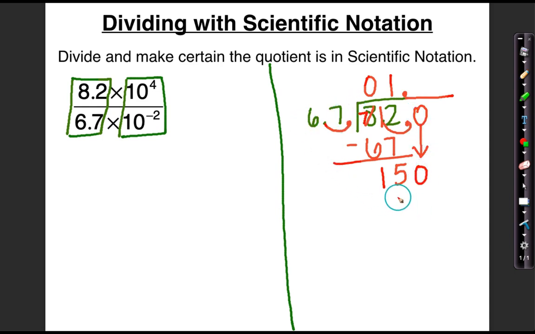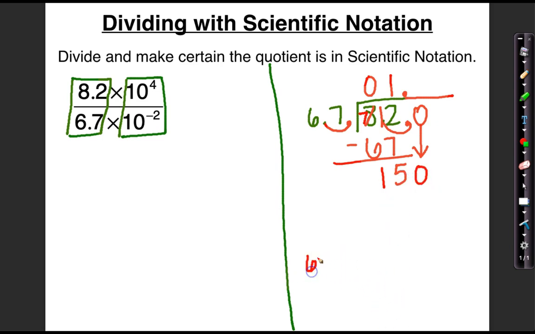Can 67 go into 150? Yes, but how many times? Well, I don't know about you, but I don't know multiples of 67 off the top of my head. So for that reason, I'm going to go ahead and round. And I'm going to say, hey, 67 is pretty darn close to 70. So maybe let's do multiples of 70. How many 70s would get me closest to 150? I would say 2 times. Why? Because 70 times 2 is 140, and that's pretty darn close.